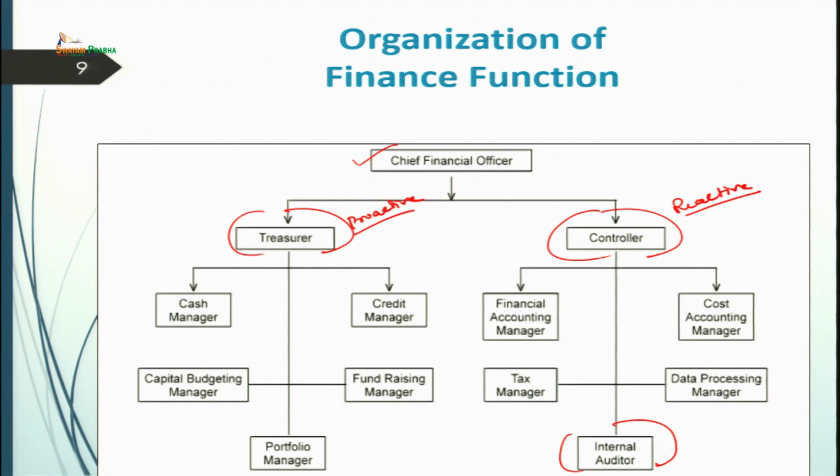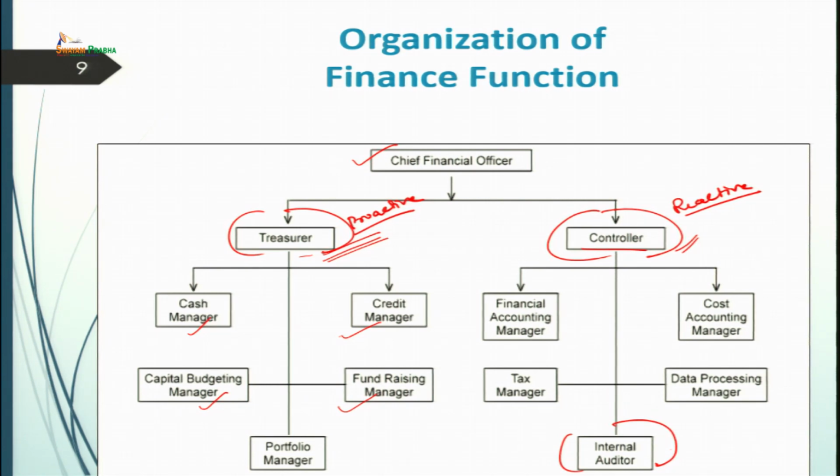However, the job of the treasurer and the controller is coming under the CFO, but treasurers are considered to be most credit worthy as compared to the controller, and the profile of the treasurer is highly paid as compared to the controller. The different posts under the treasurer are the cash manager, credit manager, capital budgeting manager, fundraising manager, and the portfolio manager. They are the people who will be trying to build the portfolio of the organization in terms of their assets value.